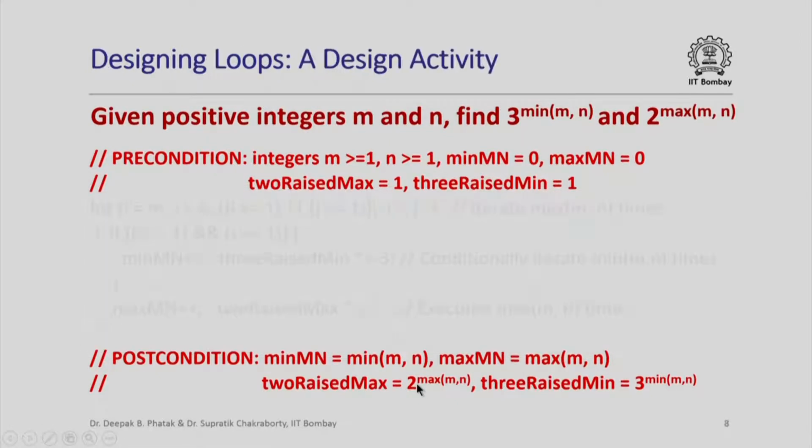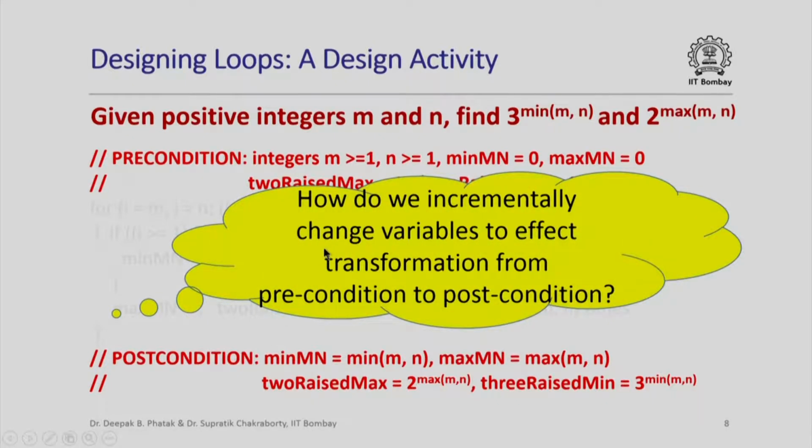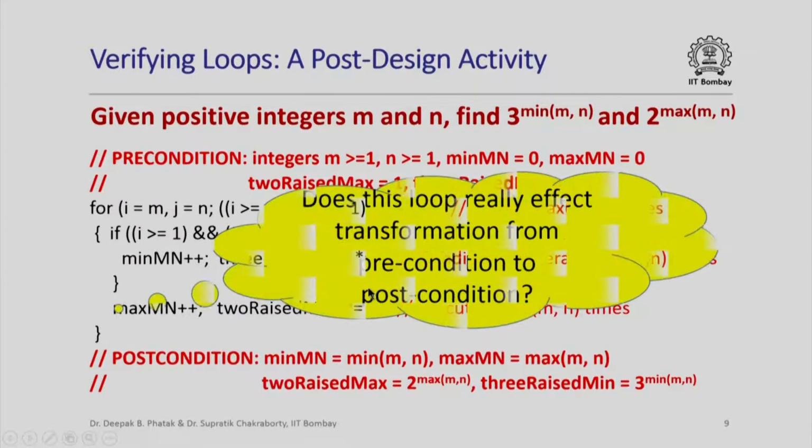satisfy the post condition. Now, one can say that suppose I did not give you this loop, I just gave you the precondition and the post condition, and I said that design a loop which would allow us to go from the precondition to the post condition. So this is a design activity. Basically we are asking how do we incrementally change variables to effect a transformation from the precondition to the post condition. Alternatively, I could give you this loop and then ask, well, is it the case that this loop really affects the desired transformation from the precondition to the post condition? So this activity is also called verifying a loop, and as you will realize, it is a post design activity.